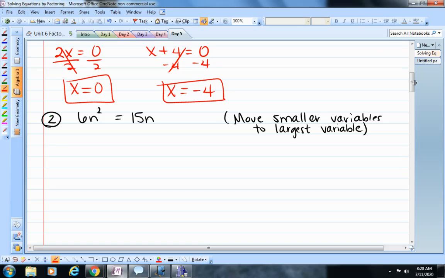Okay, so is this one equal to 0? No. So my first job is to get this one equal to 0. And the way we need to do that is always move the smaller exponents to the larger exponents. So 6n squared is bigger than n, isn't it? So we want to move the 15n to the other side. So how do you think we mathematically move 15n to this other side?